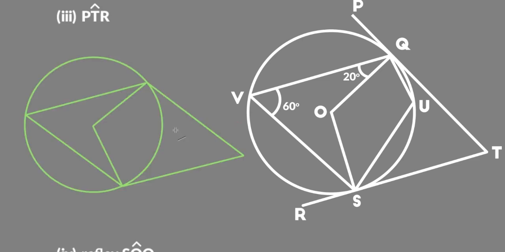If still after pausing the video you couldn't find the angle PTR, don't worry. By the end of this video, you'll be able to find it. What you're supposed to do here is isolate, forget about some lines that are not useful, and focus on what's here. We've got a point Q of tangency, we've got S, we've got T.